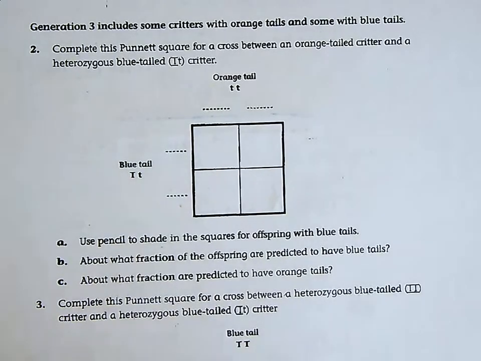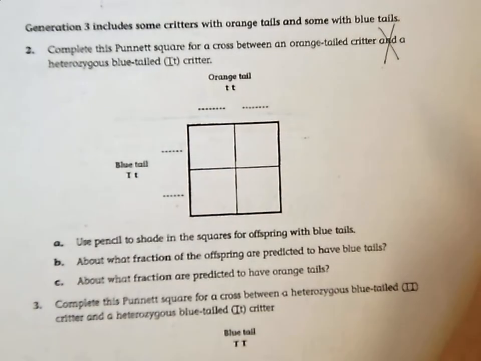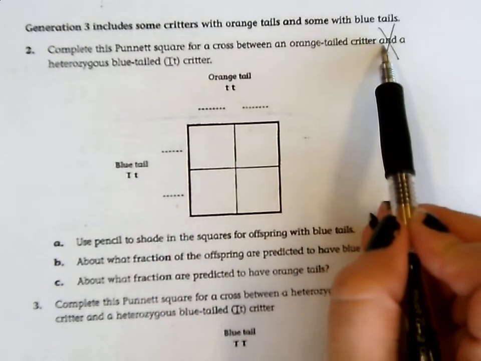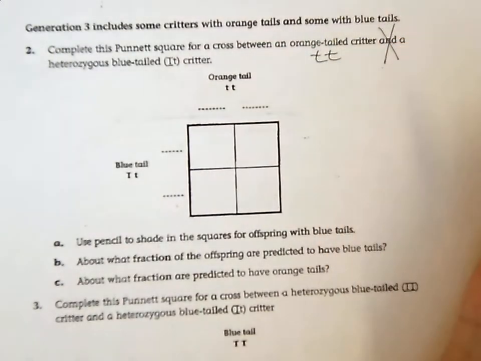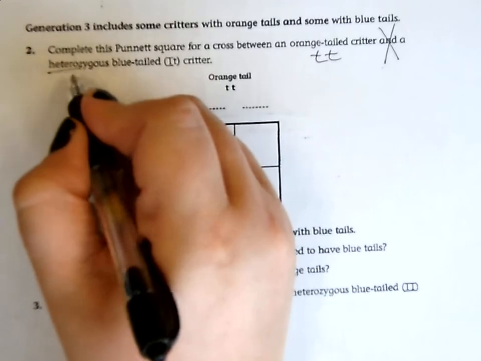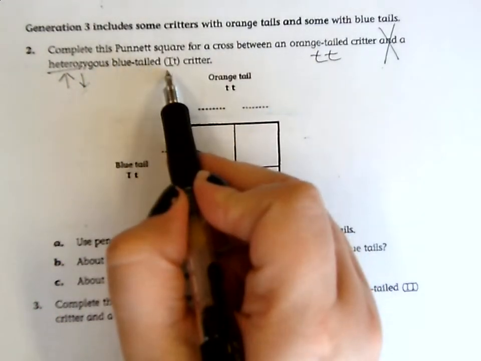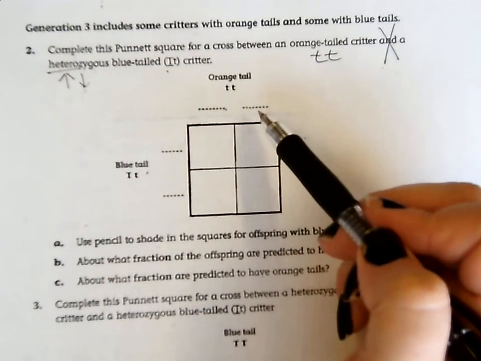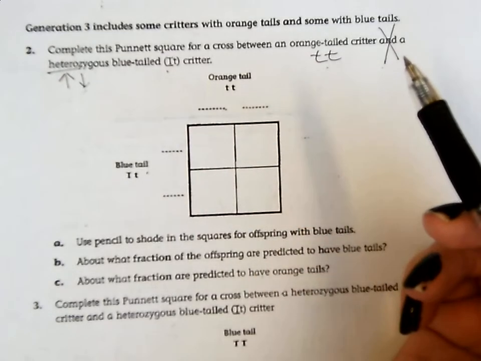Now we're going to complete the Punnett square for a cross between an orange tail critter and a heterozygous blue tail critter. Well, in order for it to be an orange tail, it has to be all recessive. So that's how we get the little t, little t. Heterozygous, hetero means big, little, or different. So that's how we get big, little. Sure enough, that's how they set it up. When we get into higher practice with Punnett squares, you won't have these as your guides. You have to come up with these.